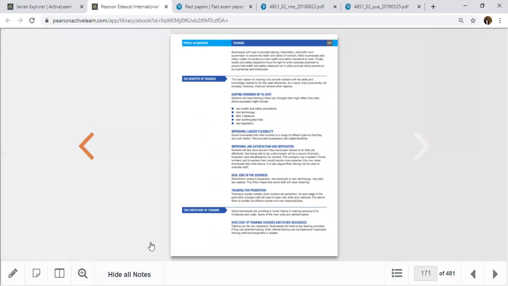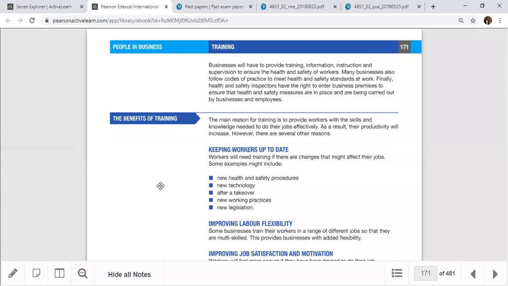And also you can see the business will have to provide training, information, instruction, and supervision to ensure the health and safety of the workers. Many businesses also follow codes of practice to meet the health and safety standards at work. Finally, health and safety inspectors have the right to enter the business premises to ensure that the health and safety measures are in place and being carried out by the businesses and employees.